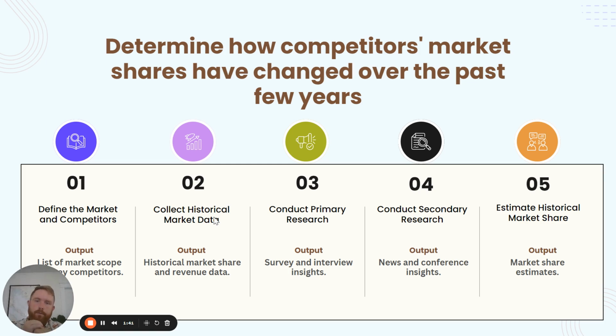Okay, firstly, you have to define the market and the competitors. So you start by clearly defining your market scope, including geographic boundaries, product or service categories, and industry segments. You can list all these out in an Excel sheet, where you would list key direct and indirect competitors operating within this defined market.